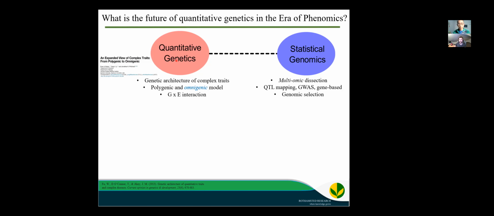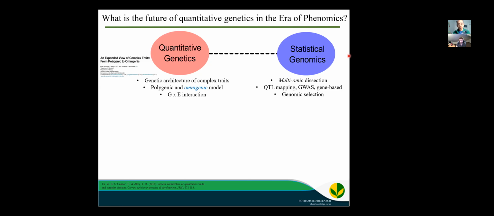not sure if you're seeing this on the top, but just two main pillars again. That's my research focus: quantitative genetics and statistical genomics. Quantitative genetics in general is the study of the architecture of complex traits. And recently this omnigenic model has been published that people are talking about.